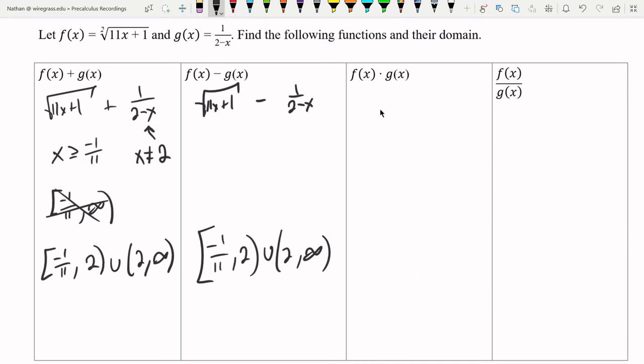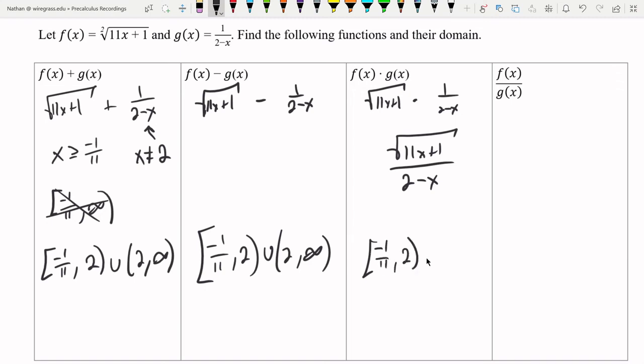Okay, multiplying them together, we're going to get the square root of 11x plus 1 times 1 over 2 minus x. Well, that just goes on top. This really can't simplify any further because the square root contains everything on the inside there, and there's nothing really we can do. This also has the same issues. We can't have a negative underneath the square root, and we cannot have 0 in the denominator. So the same domain for this one as well.